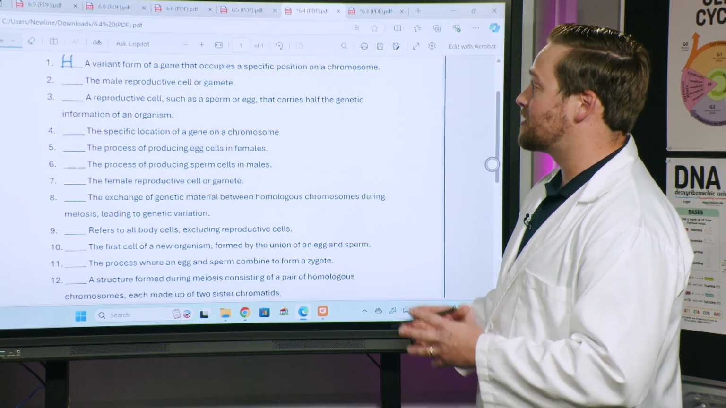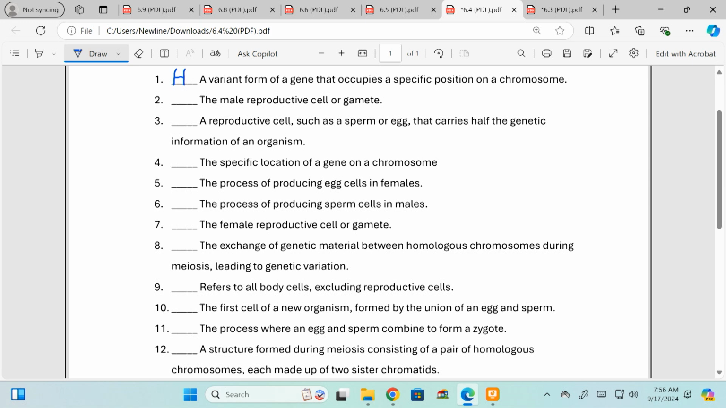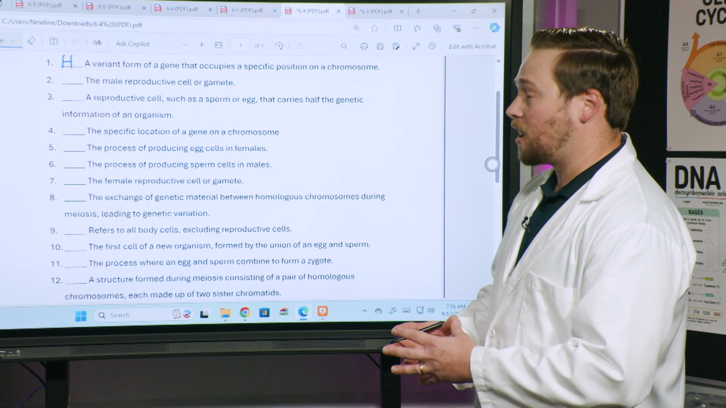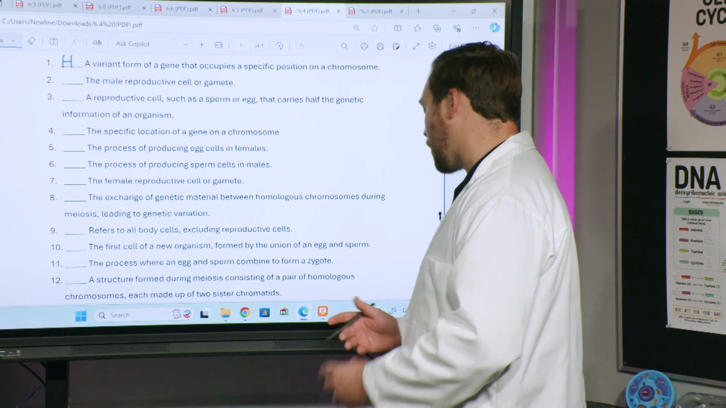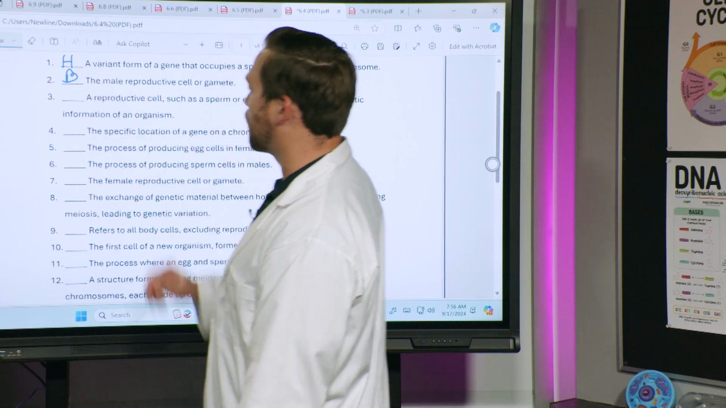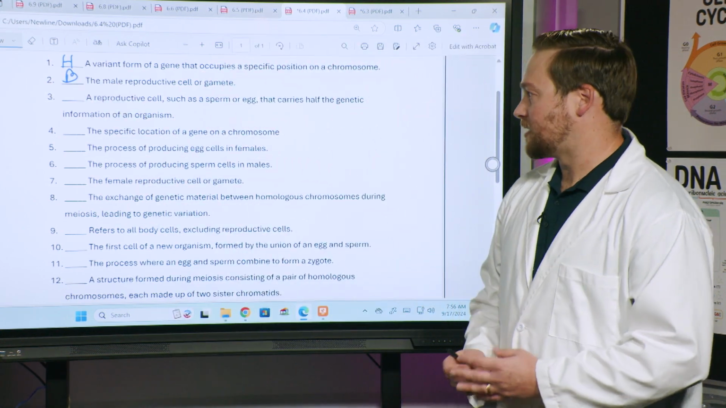All right, number 2 says the male reproductive cell or gamete. So in men, what is the name of our reproductive cell? Well, that's called a sperm, right? So for this one, we should go with letter B. Okay, sperm cells are sex cells in men.